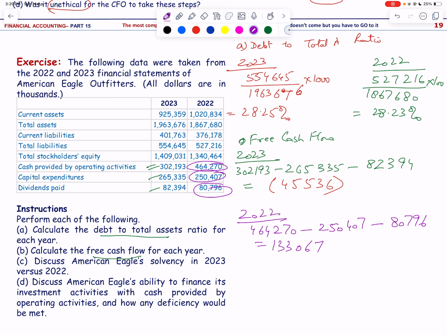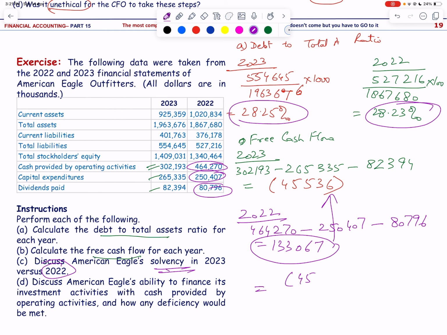And then they ask us to discuss the solvency in 2023 versus 2022. So when using the debt to assets ratio and free cash flow to assess solvency, American Eagle showed worsening performance. You can see, although its debt to assets ratio stayed almost the same, 28.25 and 28.23, its free cash flow has dropped drastically from 133 to negative 45. If we calculate it in terms of percentage, it is negative 45,536 divided by 133,067, almost 134%. It has decreased by 134%. So it is obviously a notable decline in solvency.